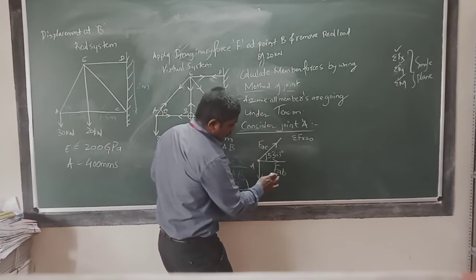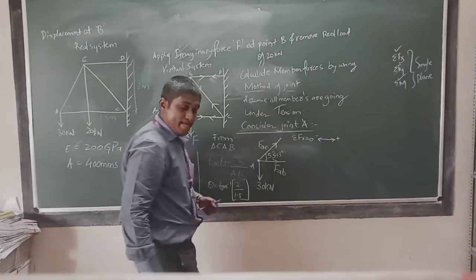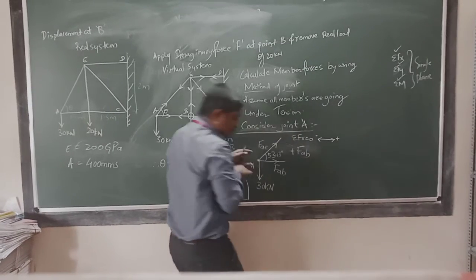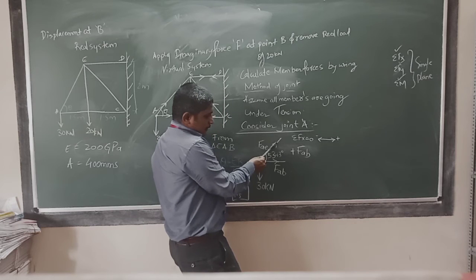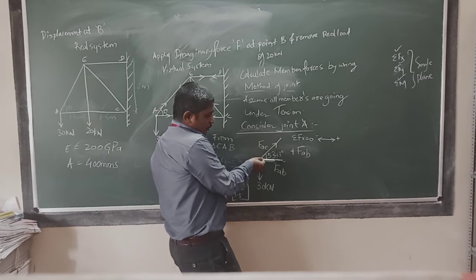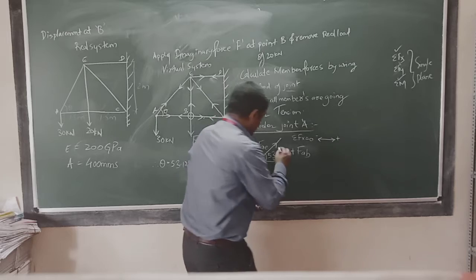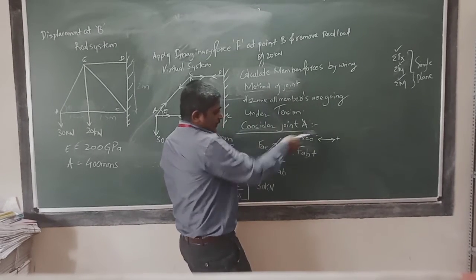How many horizontal forces are there? FAB is there, so this right side positive, left side negative. FAB positive because it is going right hand side. Now you keep your pen here, okay. Now if I resolve this as horizontal, it is going towards the theta, okay. In the last video I have shown towards the theta means it is cos theta, okay. So this will become plus, why? Because it is again going right hand side.